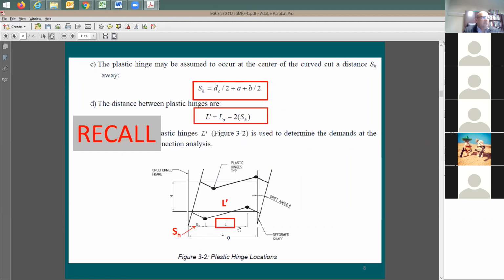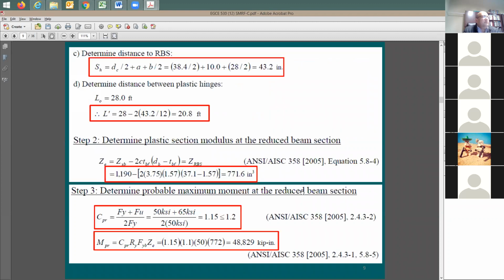And after this, you need to find out the center to center of the plastic hinge. So it's going to be from plastic hinge to plastic hinge. It's going to be L prime based on this equation. Once you do this, here's S sub H, 43 inches. L prime becomes 20.8 feet. Now also you need to figure out the reduced beam section modulus.